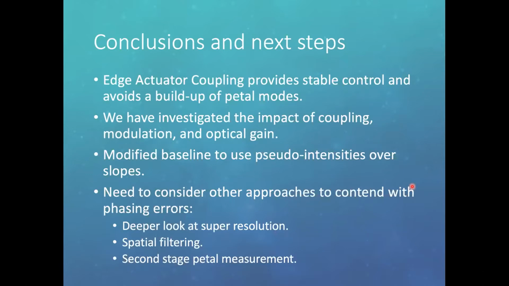And now we're really needing to look at other approaches to contend with phasing errors and to hopefully improve on our control of the petal modes. So maybe more looking at super resolution, some spatial filtering perhaps, and finally some second stage petal measurements. Thank you.